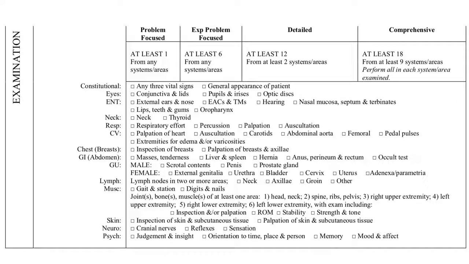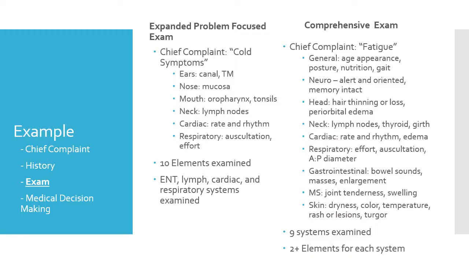This chart is helpful to use to determine the number of elements and number of systems you reviewed. Let's review some examples of the different elements of the physical exam. On the left, you see an expanded problem-focused exam with a patient who reported cold symptoms. You examined the ears, nose, mouth, neck, heart, and lungs. But in these exams, you looked at multiple elements of each system.